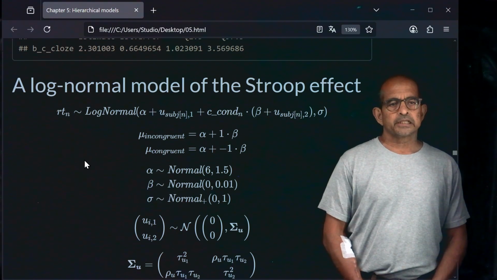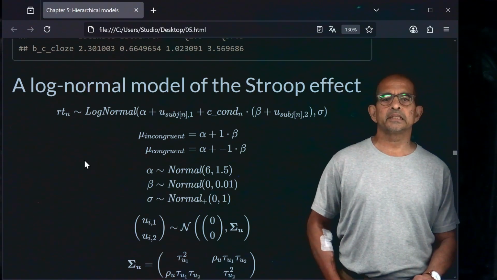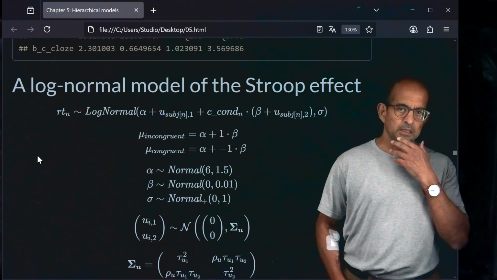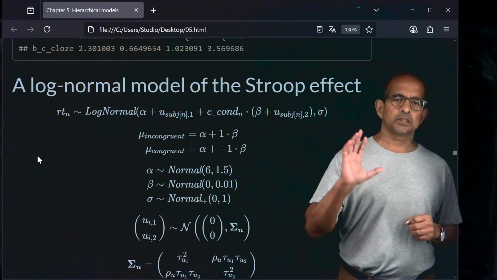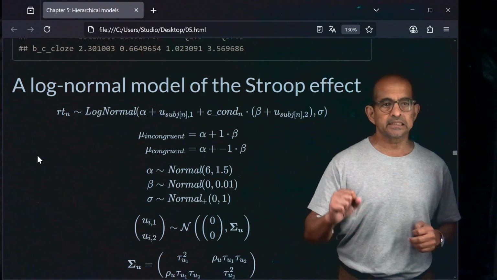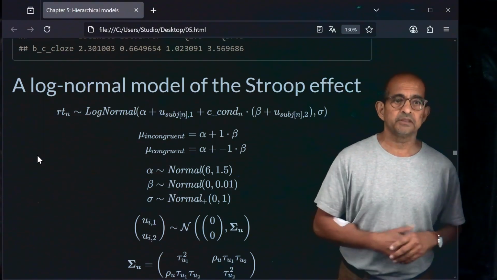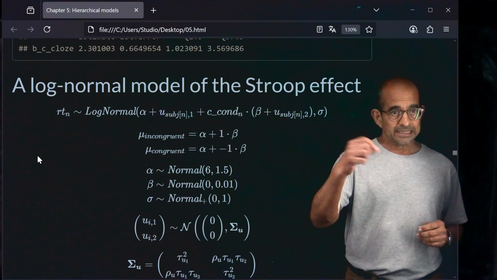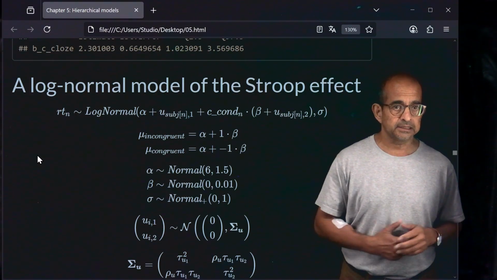So now let's look at another example of a hierarchical model, this time using a log normal likelihood. The data we're looking at is from a Stroop experiment. What we have is reaction times to subjects being shown the word green or red or some such color, which is written in the color green or red respectively. That's the situation where the color that the text is written in matches the word that they're actually seeing.